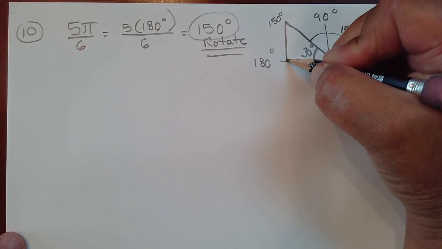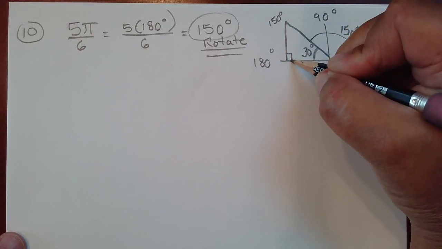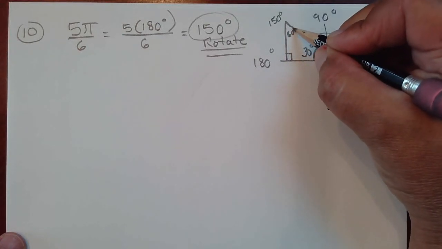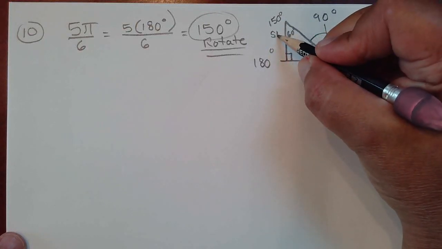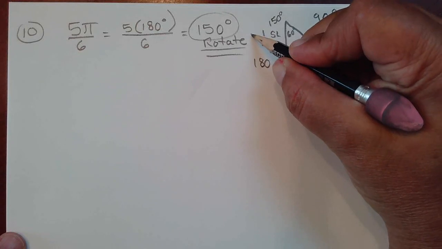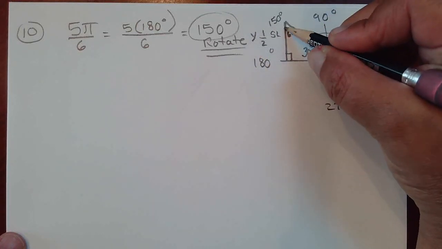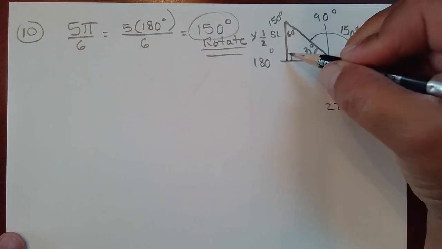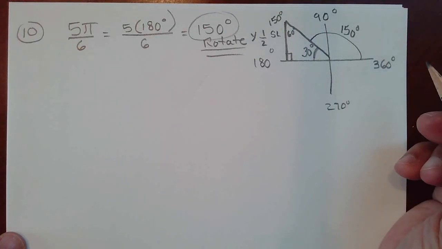Come straight down to the nearest x-axis. That would make this 60. It would make this the short leg, which is 1/2, also known as the y value because it represents this leg that runs up and down. I'll finish this problem next video.